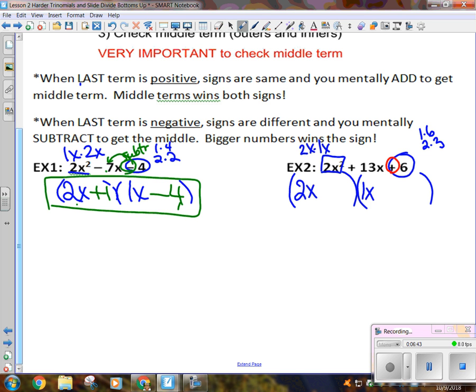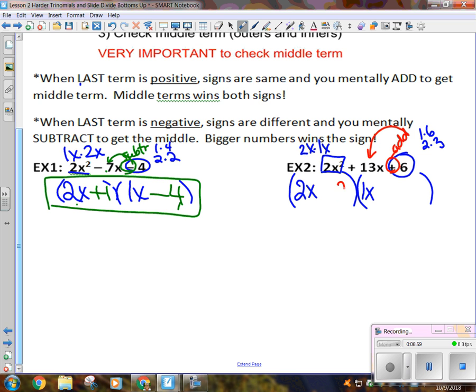So the last one is positive, so I'm going to mentally what? Add to get 13. Do I want to try 2 and 3, or do I want to try 1 and 6? Okay, I heard 2 and 3. Where do you want to put the 2? 1 and 6 works.